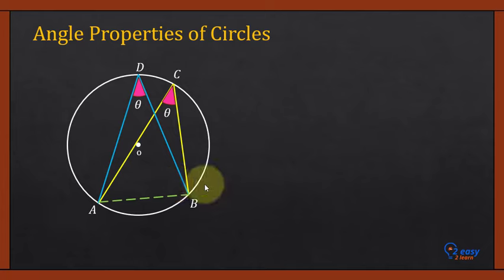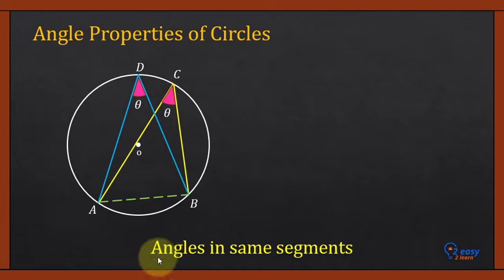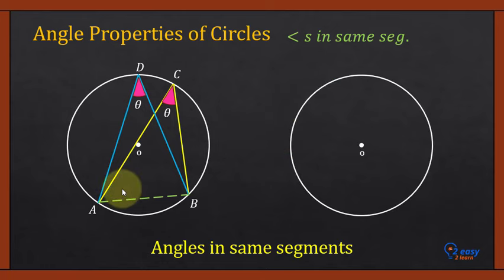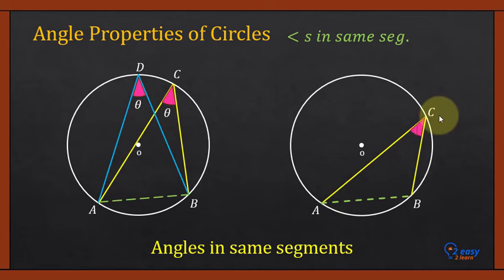If the same chord is making angles at different points of the circumference of the same circle, then both angles are equal and we call them angles in same segment. I'm going to show you one more figure of the same property. Now chord AB is making an angle at point C. It is theta degrees.